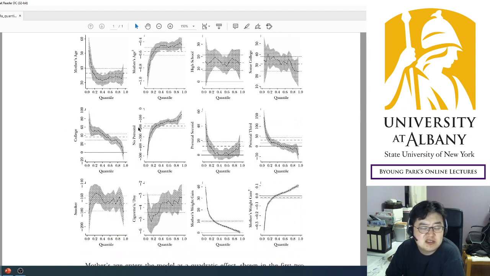And here, this is a dummy variable. If the mother has no prenatal visit to a doctor's office, it is one, if the mother did not see a doctor. I don't know how that is possible.